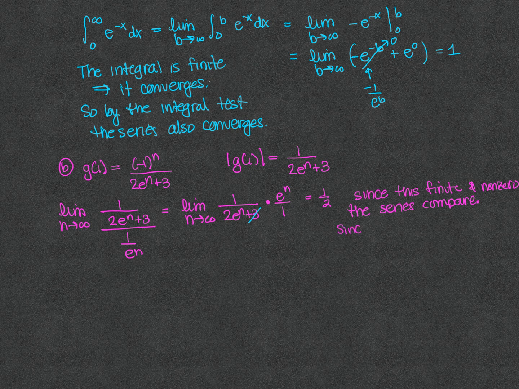Since 1 over e to the n converges, so does g of 1 in absolute value. Make sure that you show that you're really taking the absolute value of that so that you're not considering the alternating part. The only time we get a conditional convergence would be with the alternating series test.